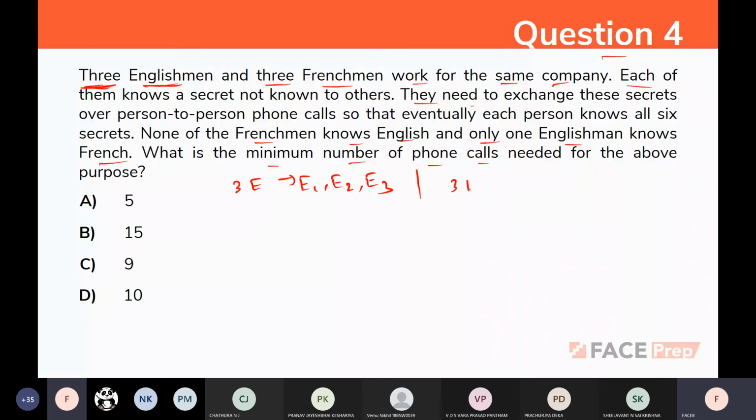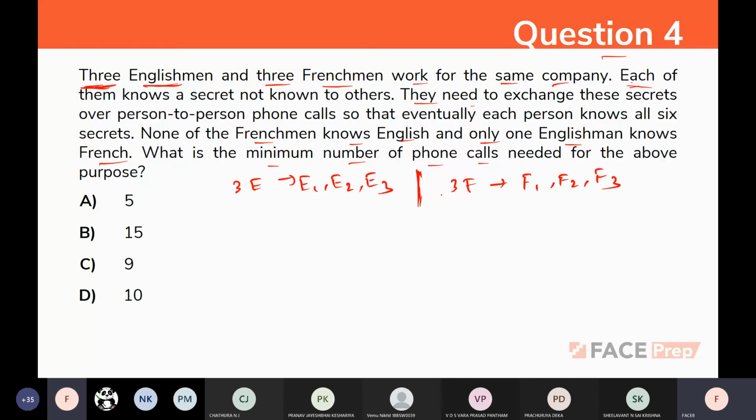And 3 Frenchmen, they are F1, F2, F3. So in this question also we don't need to know any formulas or rules and all. Just logical thinking only. Okay. So here they have given one Englishman only knows both the languages.